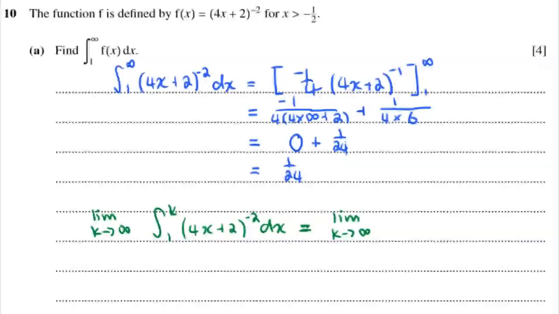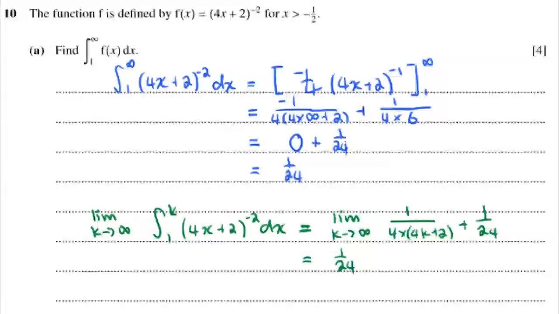Of, and let's go to the second line there, 1 over 4 times 4k plus 2, plus 1 on 24. All right, if we got to that point, we would then say, all right, so as k goes to infinity, that whole fraction goes to 0, and you end up with 1 on 24. That would be the better way. I've left a few steps out, maybe, but that's the better way of presenting it.